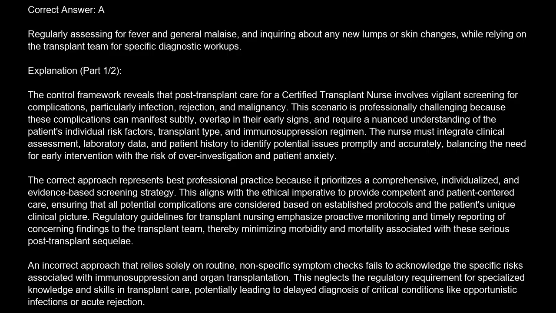An incorrect approach that relies solely on routine, nonspecific symptom checks fails to acknowledge the specific risks associated with immunosuppression and organ transplantation. This neglects the regulatory requirement for specialized knowledge and skills in transplant care, potentially leading to delayed diagnosis of critical conditions like opportunistic infections or acute rejection.